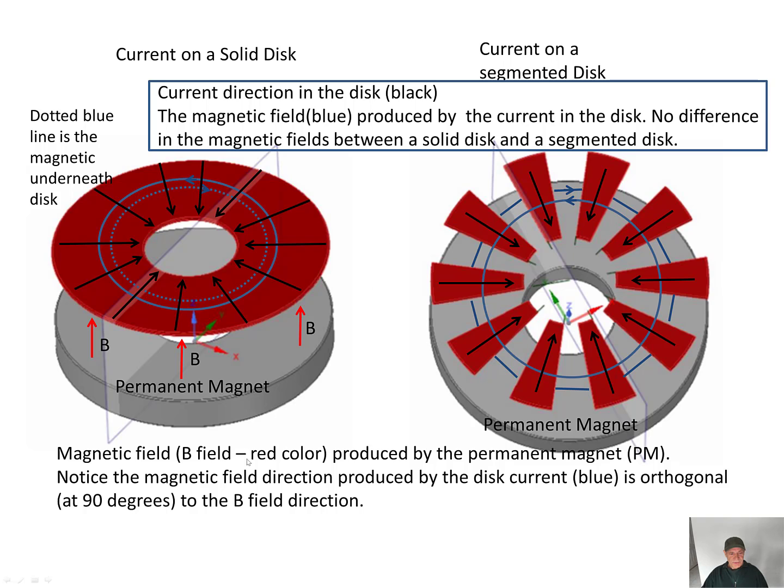The magnetic field, B field, in red color, is produced by a permanent magnet. Notice that the magnetic field direction produced by the disk current, blue, is orthogonal, at 90 degrees, to the B field. Also notice that the dotted blue line is the magnetic field underneath the disk. So they produce 2 fields, one going counterclockwise and the dotted line clockwise underneath. And again, there's no difference between a segmented one and the solid one.